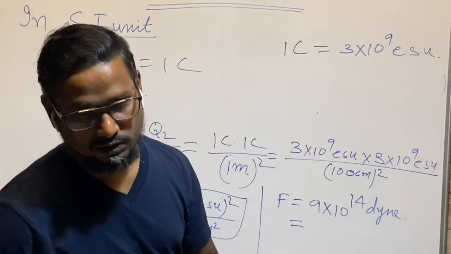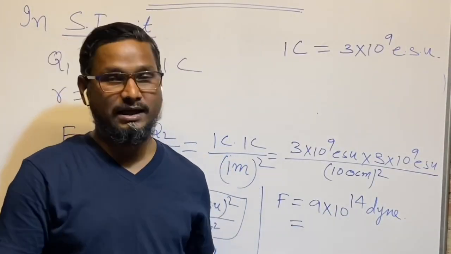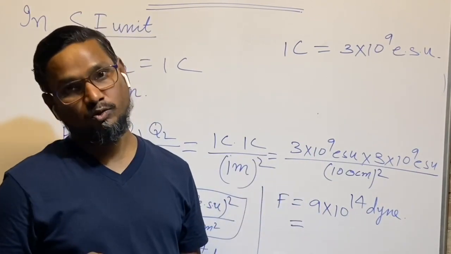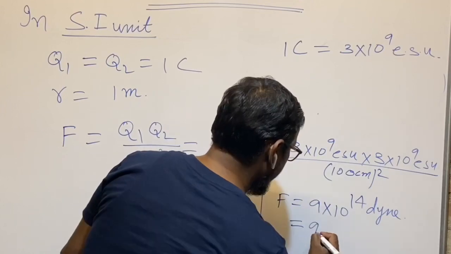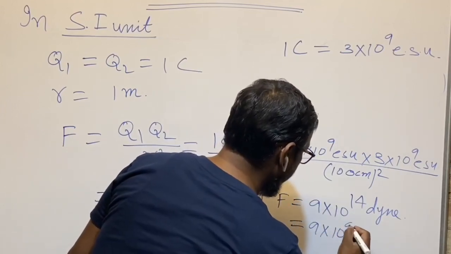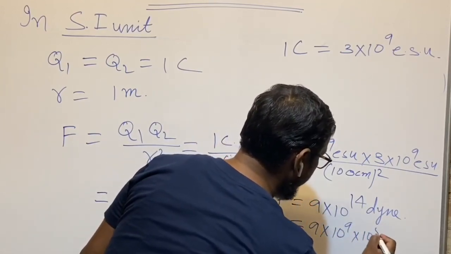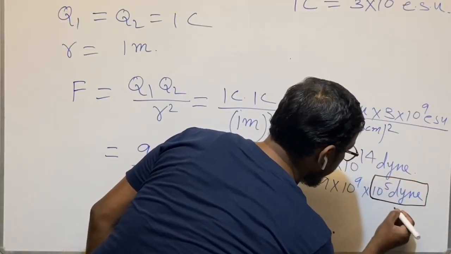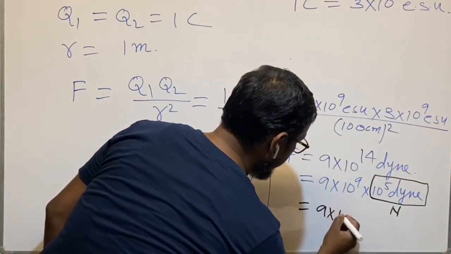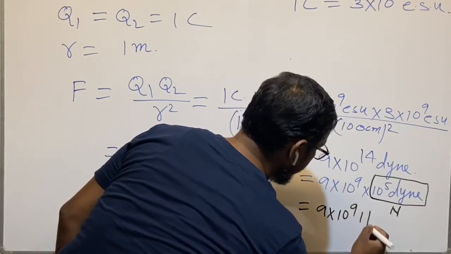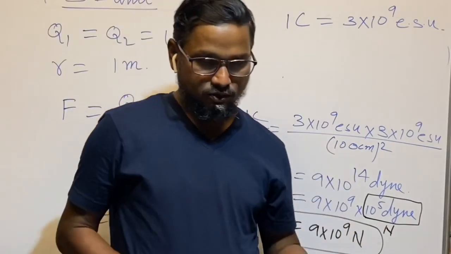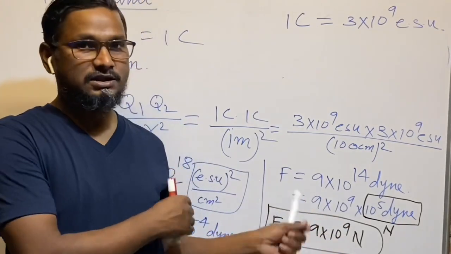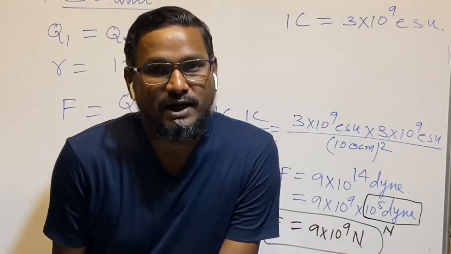If you recall the relation between Newton and dyne, we know that 10 to the power 5 dyne is equal to 1 Newton. We can write 9 into 10 to the power 9 into 10 to the power 5 dyne. Instead of 10 to the power 5 dyne, we can write Newton. So it is 9 into 10 to the power 9 Newton. The force between two charges of 1 Coulomb separated by a distance of 1 meter. We can define 1 Coulomb charge.